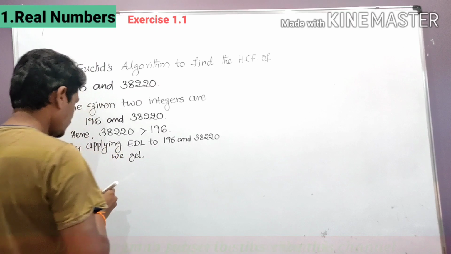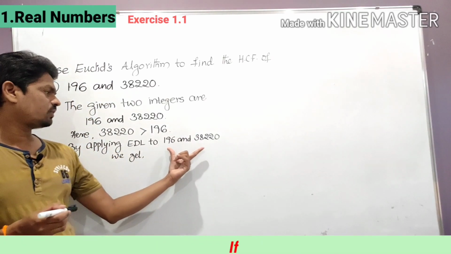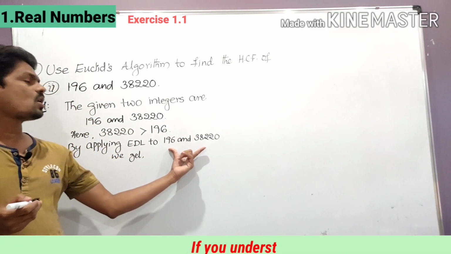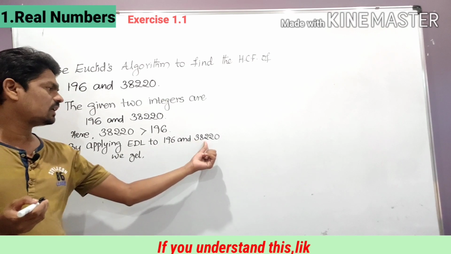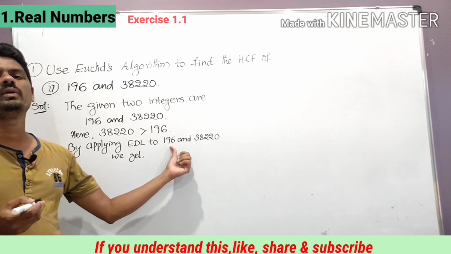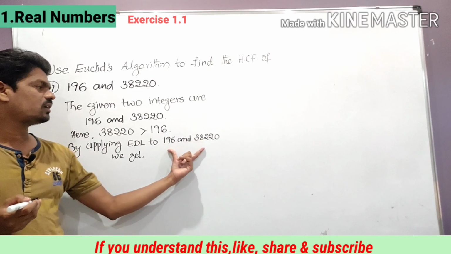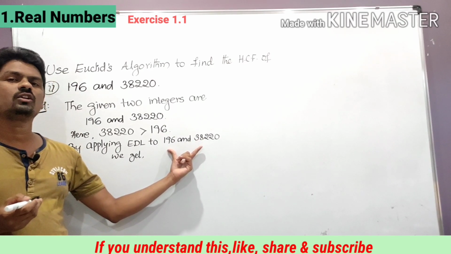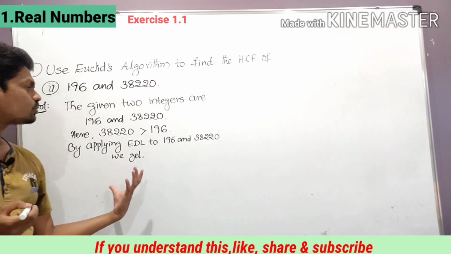So student, we have to apply Euclid division lemma for these two positive integers. So how can we apply? By dividing the larger with the smaller, we can get in the form of a is equal to b into q plus r. Already we have a and b. We have to get q and r. Q is the quotient and r is the remainder, student.